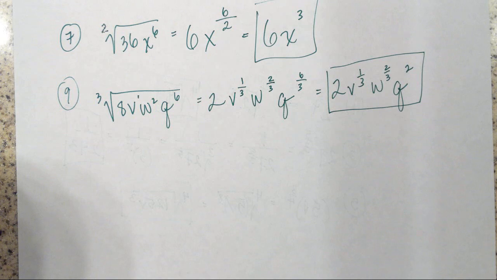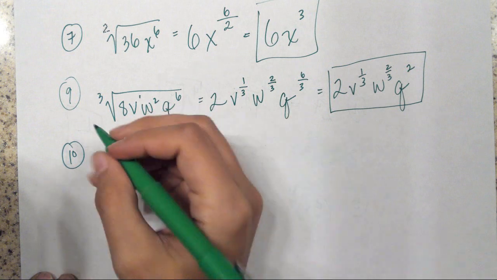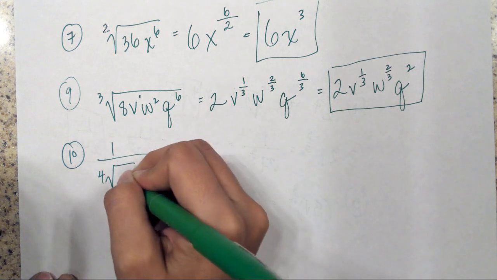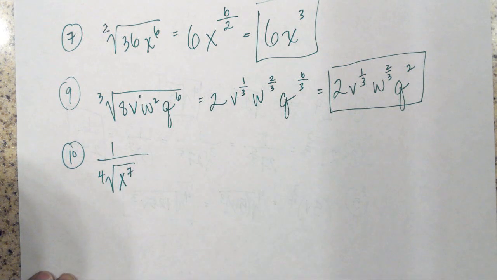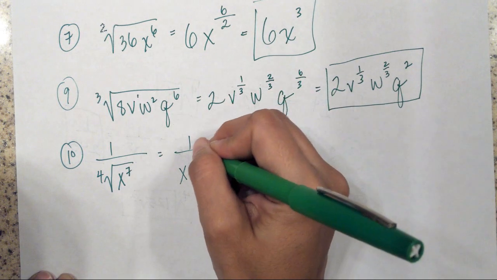All right, number 10. We have 1 over the 4th root of x to the 7th. So the radical's on the bottom. It's okay. Just treat it as top and bottom. So the top stays the same for right now. For the bottom, I have my x, who's your friend, who's inside with you. You rank them on top because they're your friend.